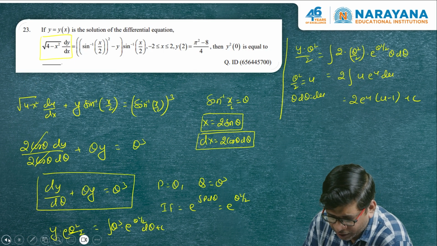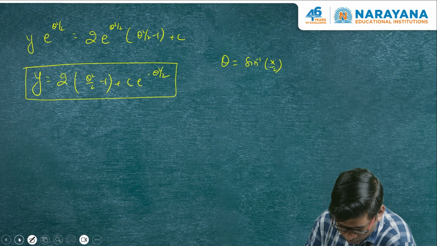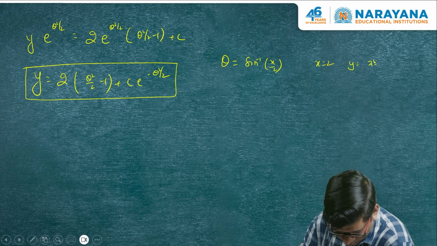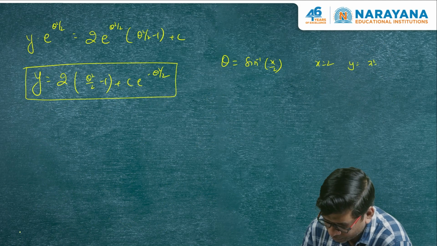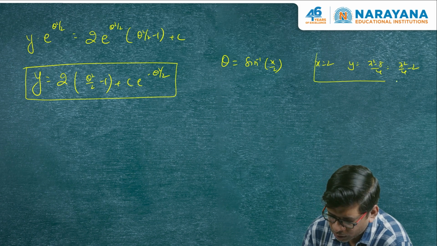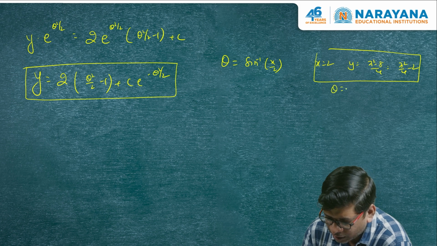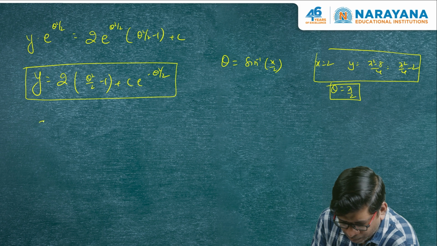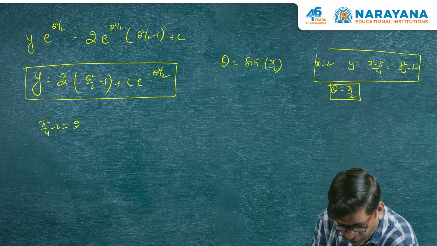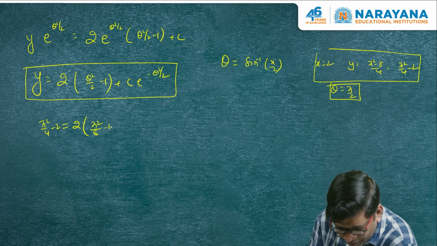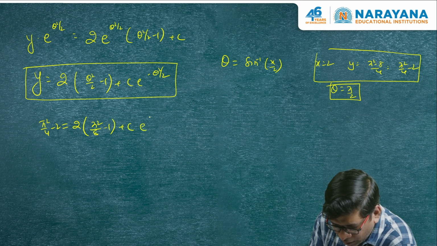Now they have given the initial condition, y(2) is (pi squared minus 8) by 4. When x is 2, y is (pi squared minus 8) by 4, means pi squared by 4 minus 2. And when x is 2, what is theta? Theta becomes pi by 2. Substitute it. So put theta as pi by 2 and y as pi squared by 4 minus 2 equals 2 times (pi squared by 8 minus 1) plus c e^(minus pi squared by 8).